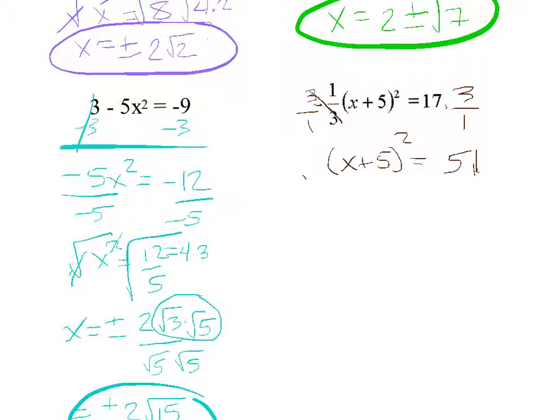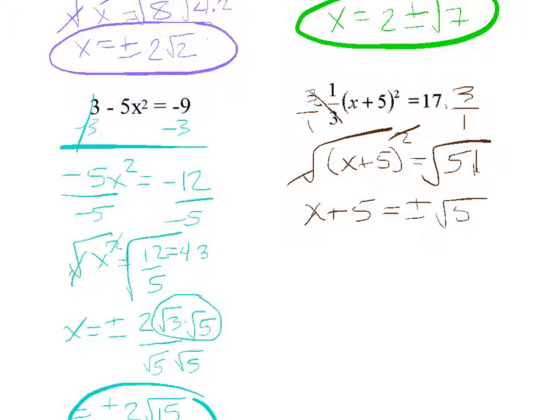All right, then I square root both sides. Square root and the square cancel. I get x plus 5 on the left. On the right, I get a plus or minus. And see, now 51, there's no perfect square in there, so it's going to stay the square root of 51. And then I get rid of the 5. I subtract 5 from both sides, so x equals -5 plus or minus the square root of 51.